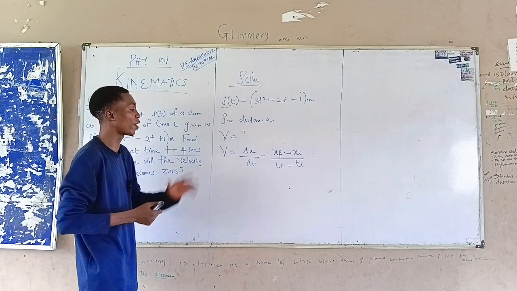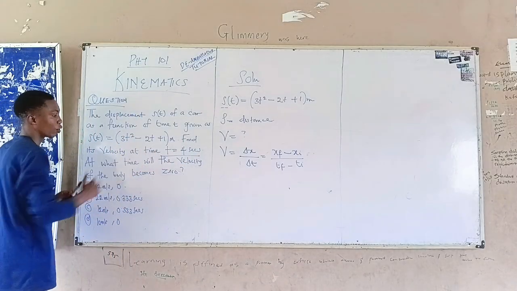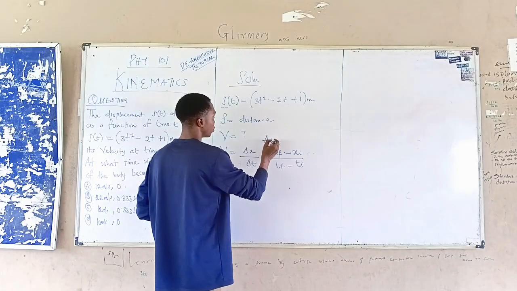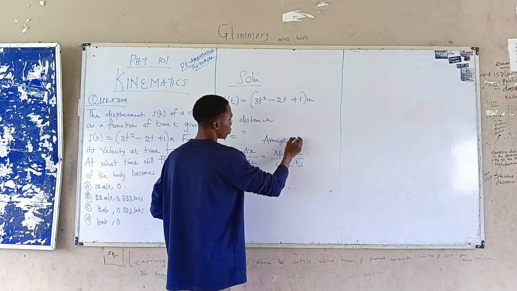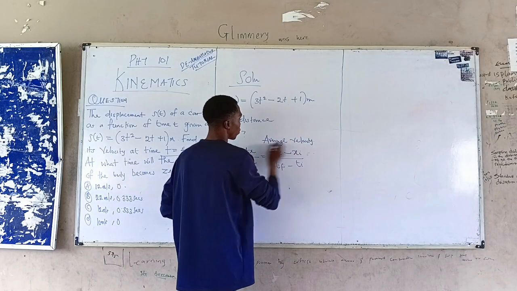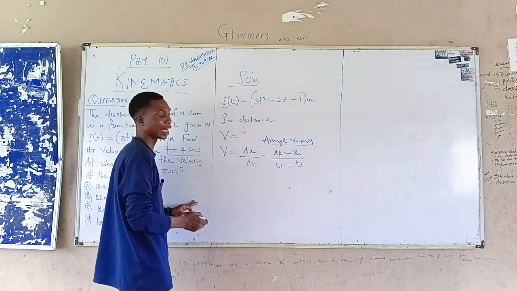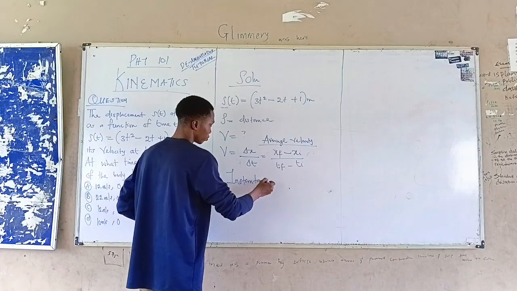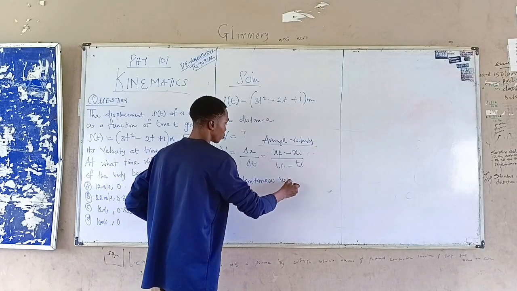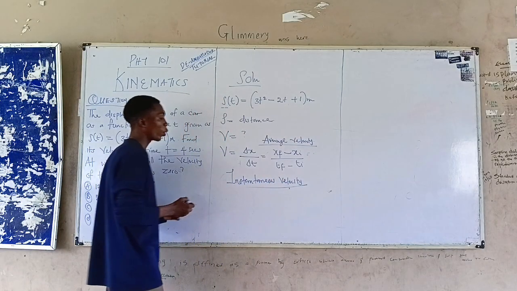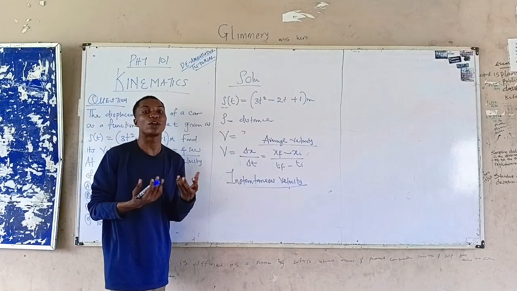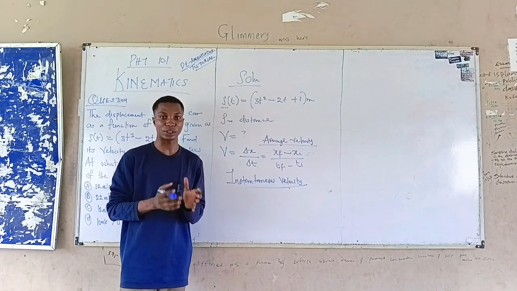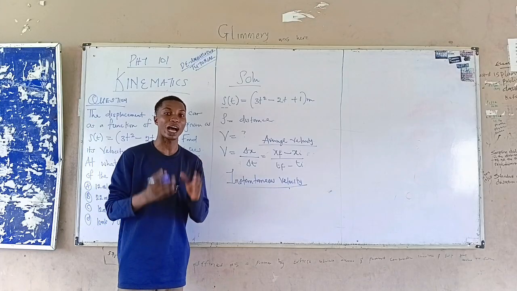The question is asking us to find velocity at 4 seconds. Now there are two kinds of velocity. First, we have what we call average velocity, and we also have what we call instantaneous velocity. Now the question is, what is average velocity? Average velocity is the total velocity done in a motion. The total velocity done in a motion is called average velocity.